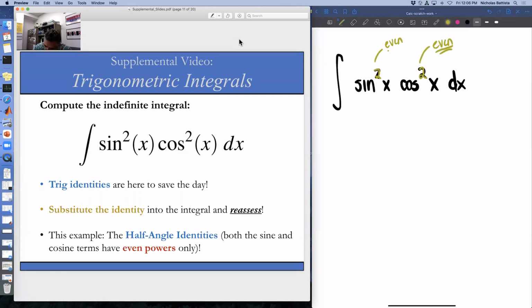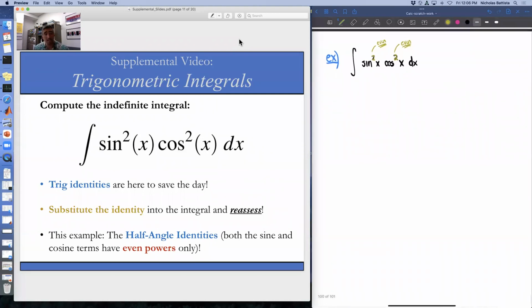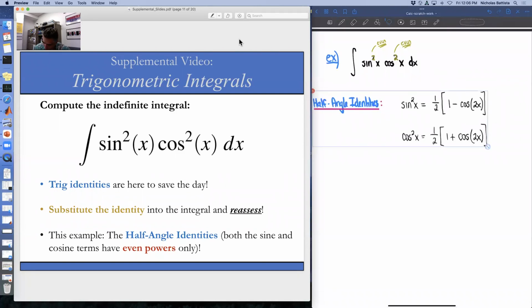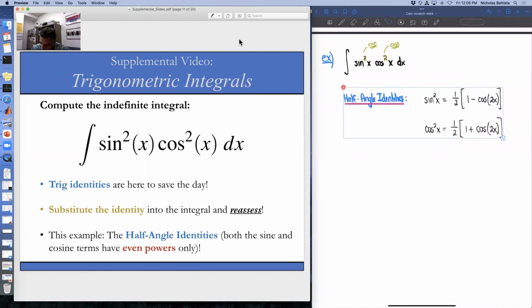Now, in this case, both sine and cosine have even powers, so there's a specific identity that we use in this case. And those are our half-angle identities. So we have two identities. Sine squared is 1/2 times the quantity 1 minus cosine of 2x, and cosine squared is 1/2 times 1 plus cosine of 2x. And when all the powers of sine and cosine are only even, we just keep substituting these identities in for those even powers of sine and cosine.